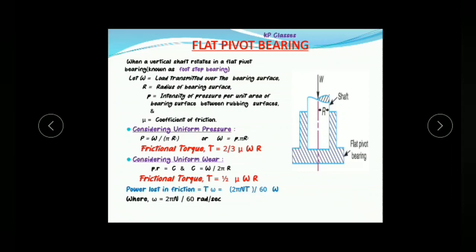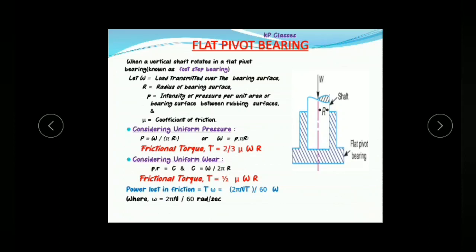If the torque is in Newton meter, then power will be in watt, because watt equal to Newton meter per second. This is the most important formula for calculating the frictional torque under uniform pressure. The second one is considering uniform wear.